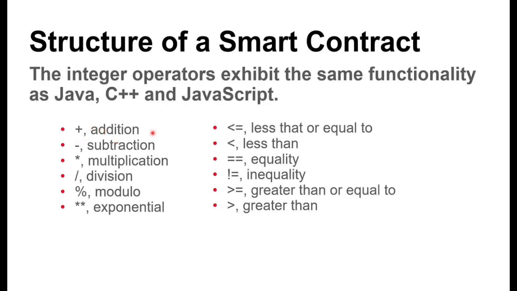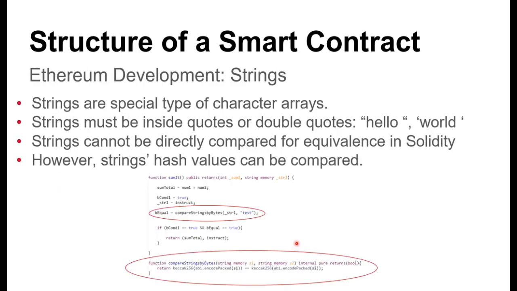And again, for the integers, they exhibit the exact same behavior. And you can see here also less than or equal to, equality, inequality, greater than or equal to, or greater than. And you can also use strings. So strings must be inside quotes or double quotes. So you can see here 2 examples, hello and hello world.